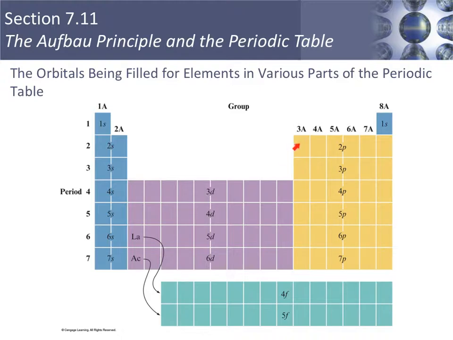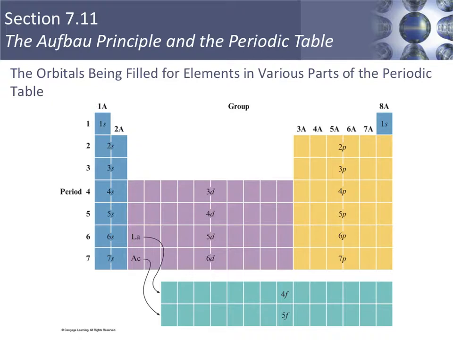And then we pick back over here, so this is going to be the first of the p electrons, so p1, p2, p3, p4, p5, p6. And then we have the f's, which represent the filling of the f sublevel.